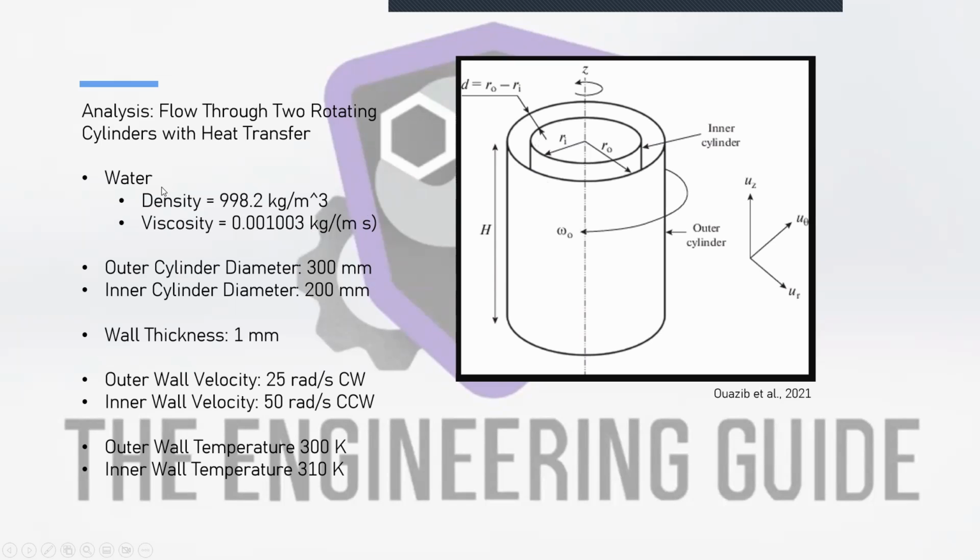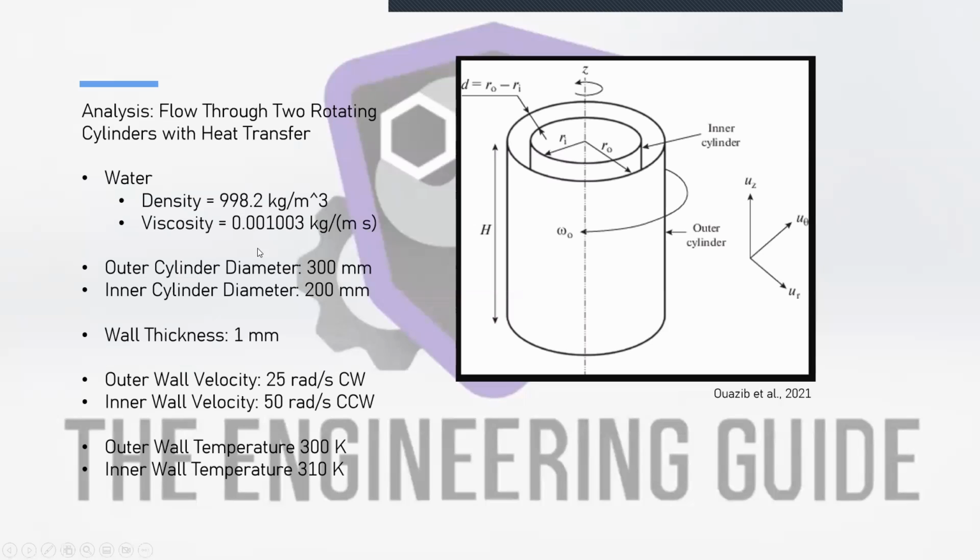We're going to have a fluid, which is going to be specified as water between our two cylinders. And the density is going to be set at 998.2 kilograms per meter cubed, and the viscosity is going to be set at 0.001003 kilograms per meter second. And these are properties that are specified for water in Fluent.